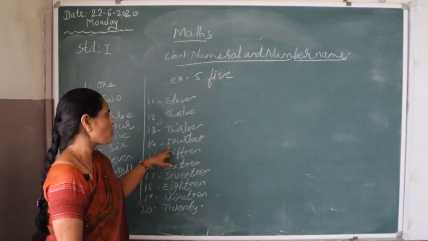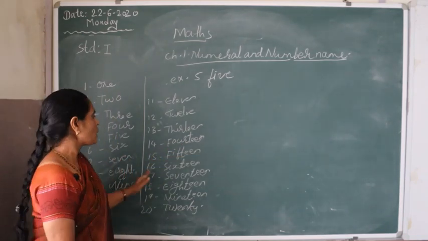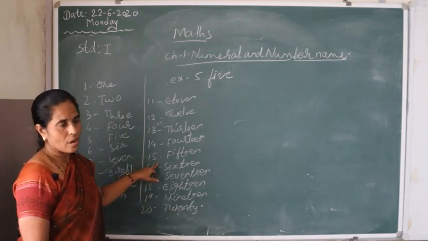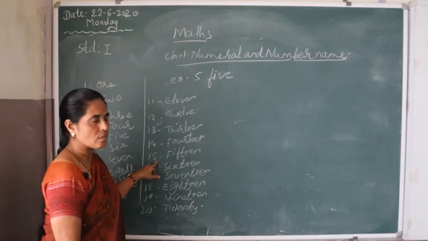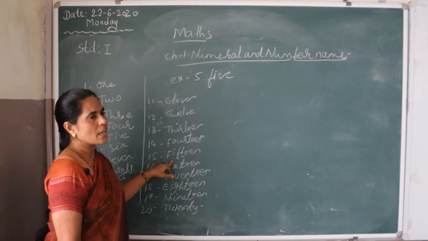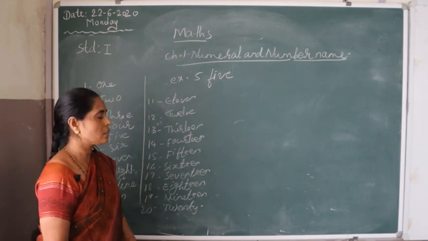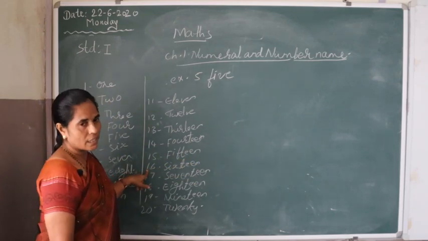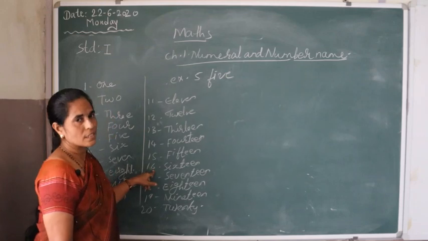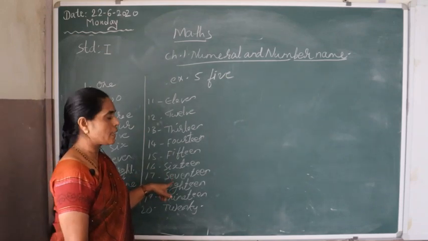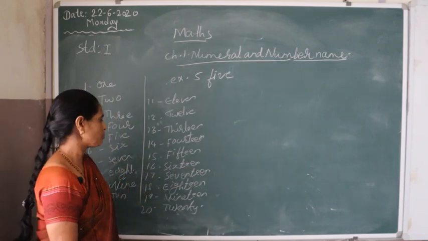Next one is 14, 1, 4, 14. 1 ten and 4 ones make 14. Spelling is here, F-O-U-R-T-E-E-N, 14. Next one, 15, 1 ten, 5 ones. That means 1 is in tens place, 5 is in ones place. Spelling is here, F-I-F-T-E-E-N, 15. Next one is 16, 1 then 6 ones. That means 1 in tens place and 6 is here ones place. Spelling is here, S-I-X-T-E-E-N, 16.